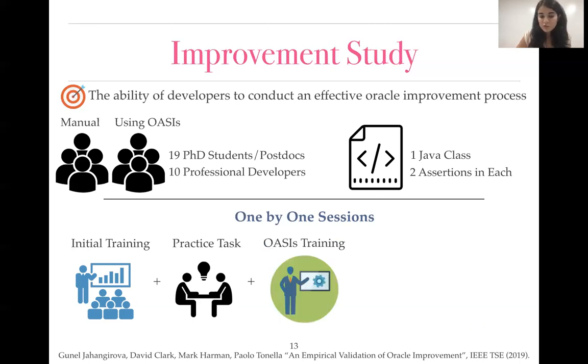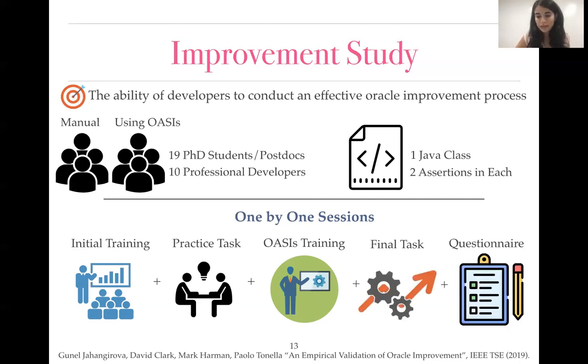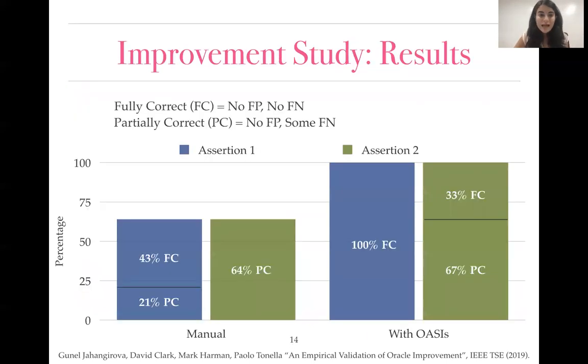The group that was going to use OASIS for the improvement also received the training on the tool. And after this, the participants proceeded with the final improvement task, followed again by a questionnaire. We report our results for the improvement study using these two terms, fully correct and partially correct. By fully correct, we mean that this final improved assertion had no false positives and no false negatives. While by partially correct, we mean that there were no false positives, but some false negatives were allowed.